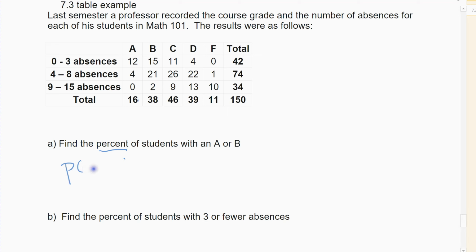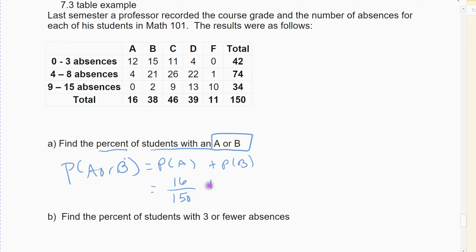Alright, so first I'm going to find the probability that we have a student with an A or B selected. So A or B. And having an A or B are mutually exclusive, right? Either you're an A student in that group or a B student. And so I don't have to worry about any overlap. So it's the mutually exclusive events case. So it's just the probability you're an A plus the probability you're a B student. So probability you're an A student: well, there are 16 A students out of 150. Add to that the probability you're B. Well, there are 38 B students out of 150. And there's the two individual probabilities.